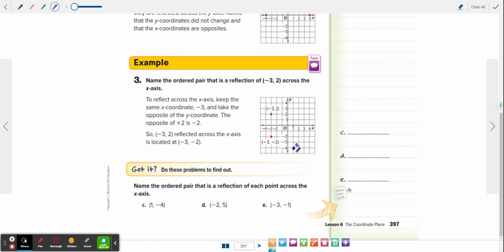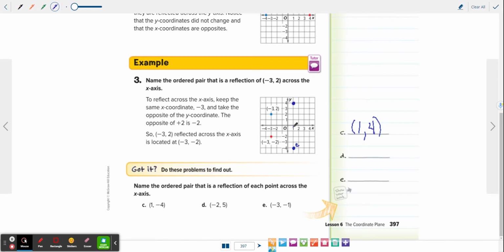Okay, now I need to find that reflected across the x-axis. So it's going to be on the opposite side of my x line. Since I went to negative 4, now I'm going to go up to positive 4. But it's still on the 1 line. Okay, so it is 1, 4. So see, the y number is what changed. That x number, it's still on that same line. It's just going across the x.